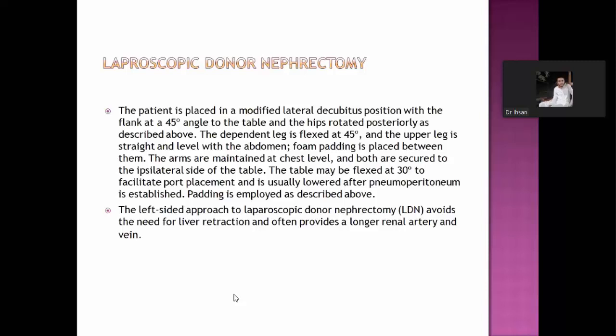The arms are maintained at chest level and both are secured to each lateral side of the table. The table may be flexed at 30 degrees to facilitate port placement and usually lowered after a pneumoperitoneum is established. Padding is employed as described above in the previous procedure. The left-sided approach to laparoscopic nephrectomy avoids the need for liver retraction and often provides a longer renal artery and vein.